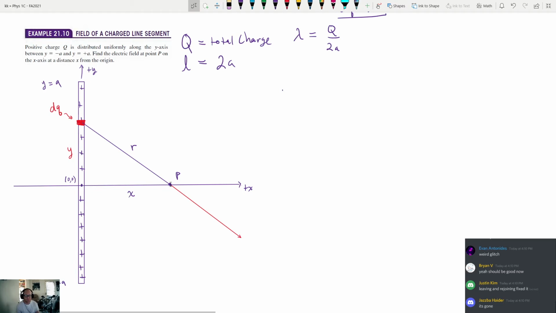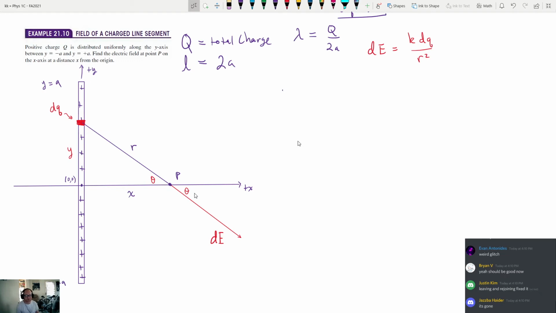And now we asked, what's the direction of that electric field? And I said it's going to point this way, and we're going to call it DE. And there's going to be an angle, we'll call it theta here and here. So we know that the size of this electric field, DE, is equal to K multiplied by the charge, which is DQ, divided by the distance between them squared.